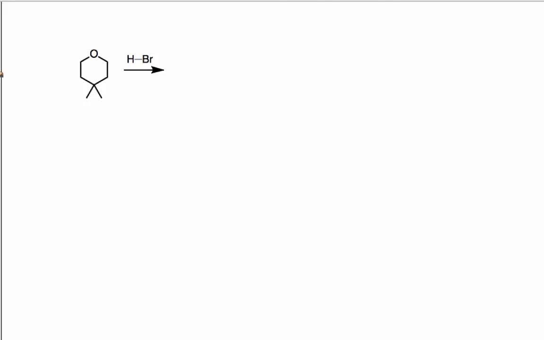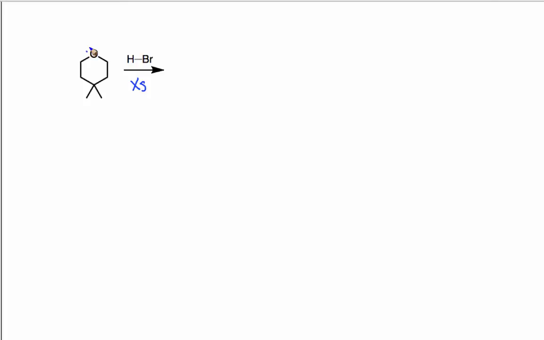Let's take a look at what happens when we react ethers with an acid. In this case we have a cyclic ether, but that's not going to change too much. And we're going to assume we have an excess of hydrobromic acid for this reaction.